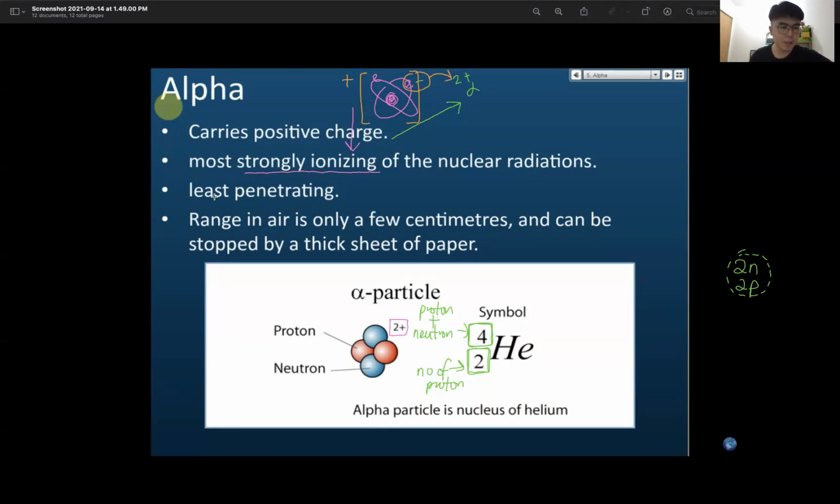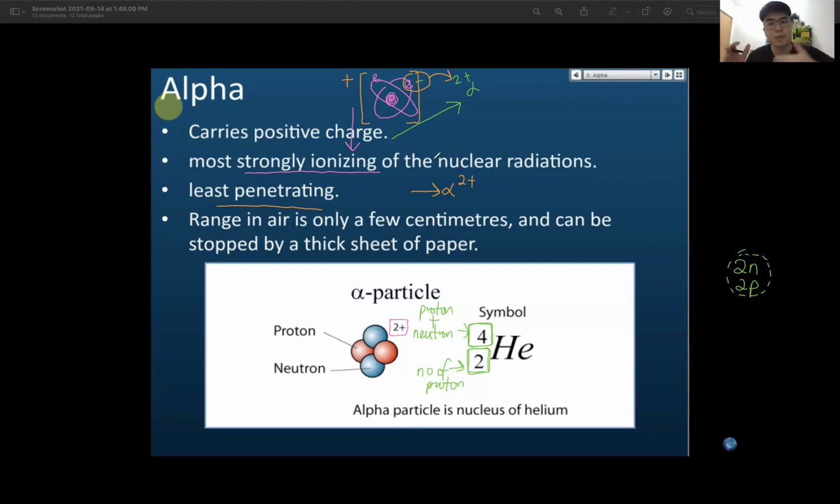Next, you see least penetrating. What is meant by least penetrating? It means that it cannot travel long distances. The moment an alpha particle is emitted, after a few centimeters it is gone already. Why? Because it has a very high charge. The moment it is emitted, it interacts with the particles surrounding it and gives up its energy to them. So it travels only a very short distance and cannot go very far. So we say that it is the least penetrating.